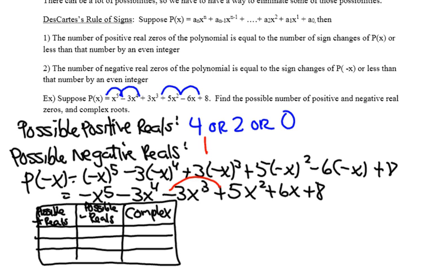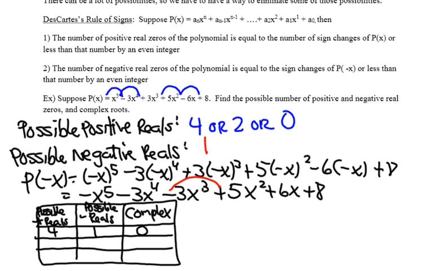So let's go to the possible positive reals. It could be 4, 2, or 0. Let's start with 4. That means I could have one possible negative real. That's not going to change. Well, 4 plus 1 is 5. We know the total degree is 5. 5 minus 5, that's 0. So going across, it should add up to equal 5, because again, I should have at most 5 solutions.